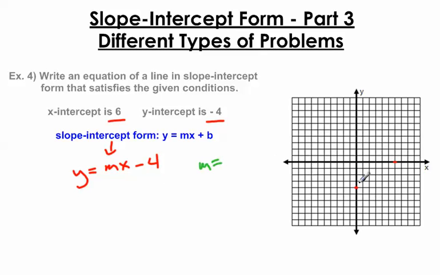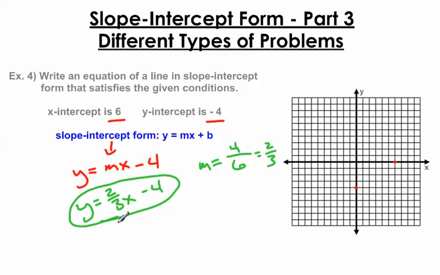Let me write this down. Slope is rise over run. The rise is up 4, and the run is over 1, 2, 3, 4, 5, 6. And I can simplify that down to 2 over 3. So this equation actually becomes y equals 2 over 3x minus 4, and that is our answer.